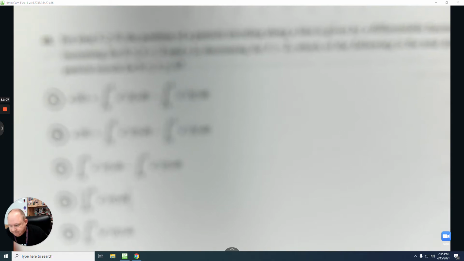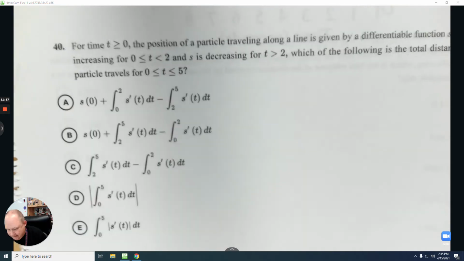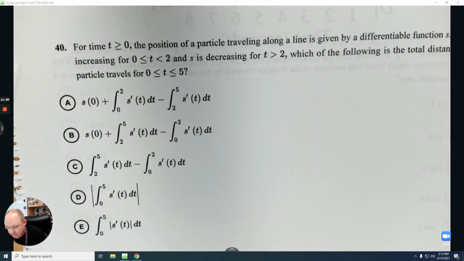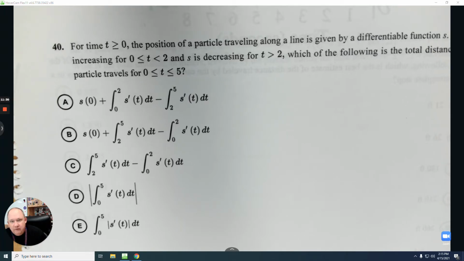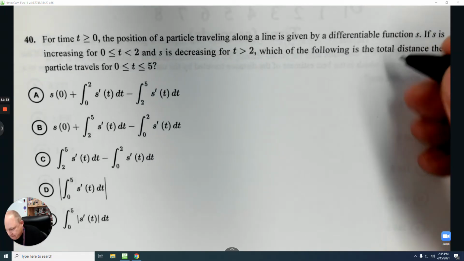Number 40. For time t greater than or equal to 0, the position of a particle traveling along a line is given by a differentiable function s. If s is increasing from 0 to 2 and is decreasing after 2, which of the following is the total distance the particle travels? And the key word in this whole question is the word total distance.